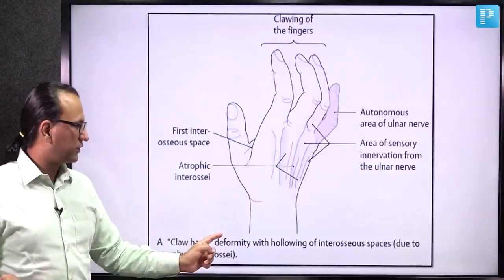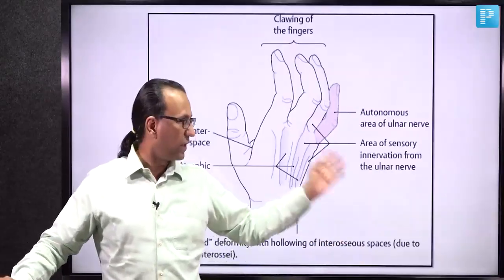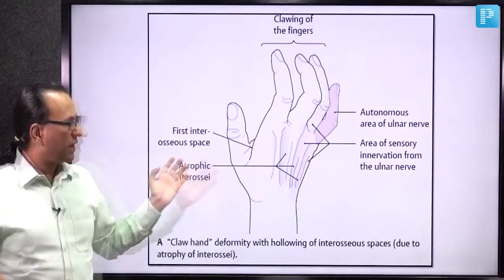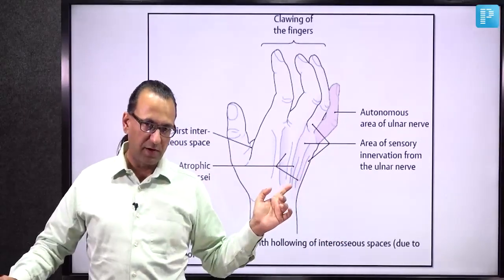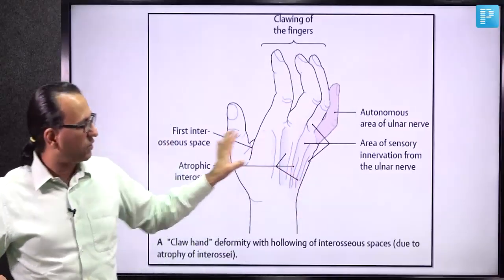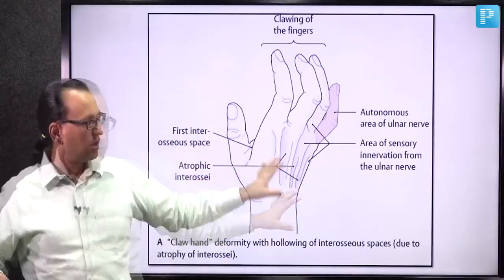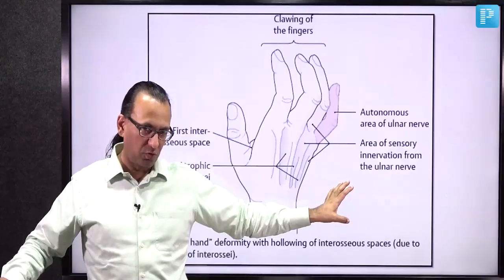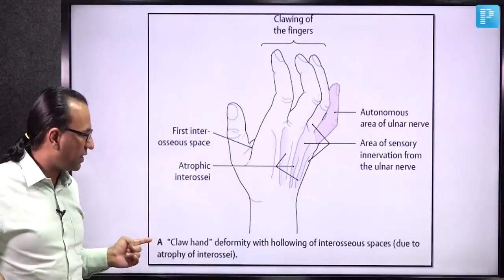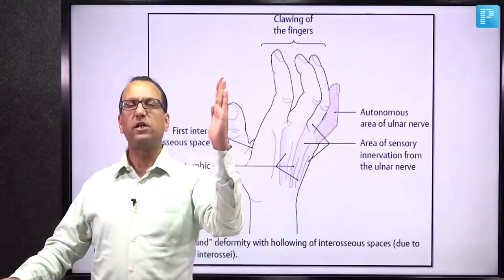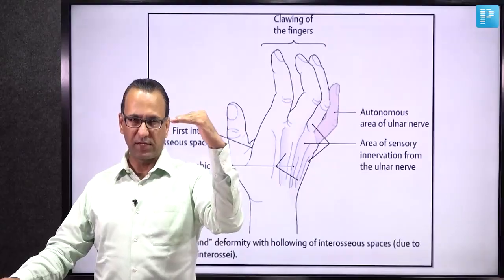In claw hand, which is specifically shown here for ulnar nerve, claw hand occurs because the lumbricals and interossei are not working. Most of the muscles we are talking about, all of the interossei and the two medial lumbricals, are supplied by the ulnar nerve. If the ulnar nerve is not working, there will be difficulty with MCP flexion and interphalangeal extension.